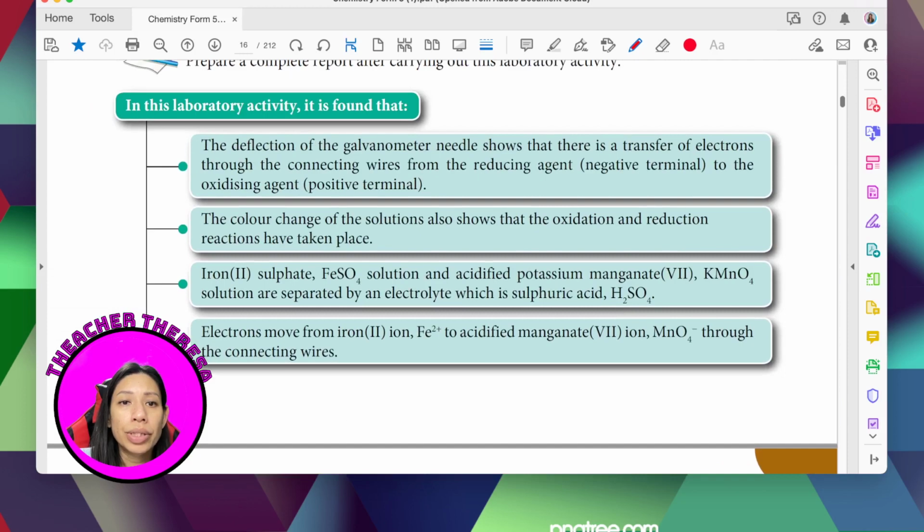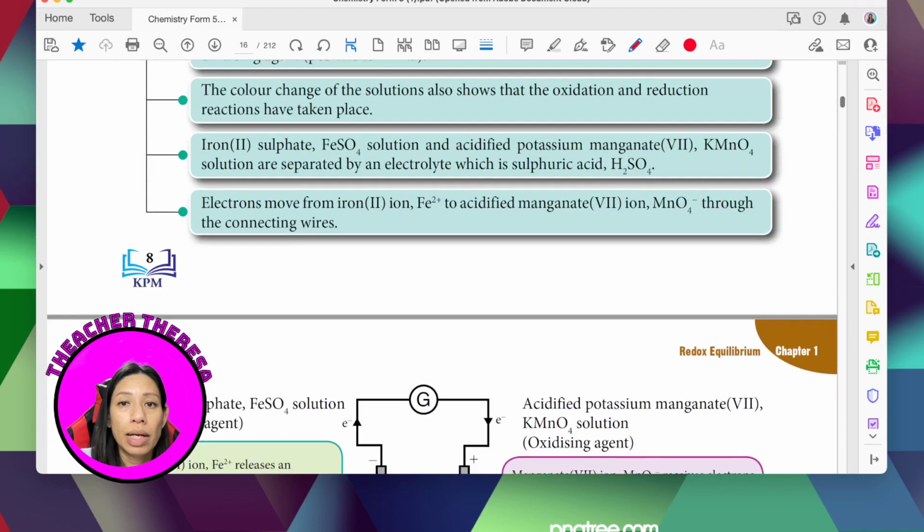So in conclusion, the deflection of the galvanometer shows that there is transfer of electrons. If there's deflection, that means there's transfer of electrons through the connecting wires, not the solution, from the reducing agent. Why? Because the negative terminal is where the electron is given out. Donating electrons is oxidation. So the solution that is donating the electron is called your reducing agent.